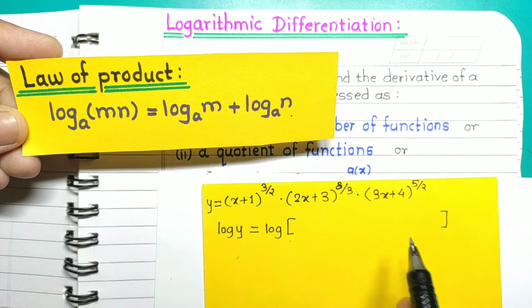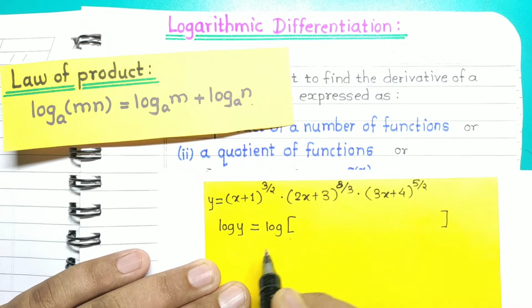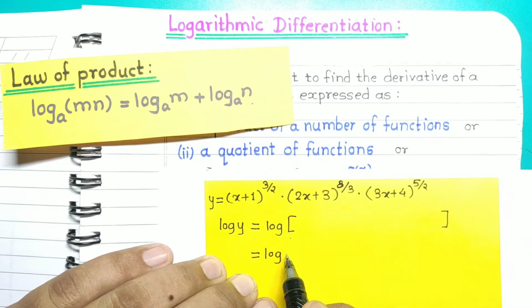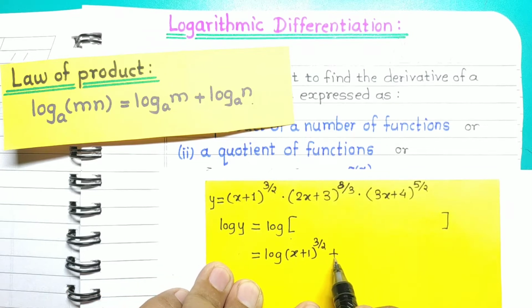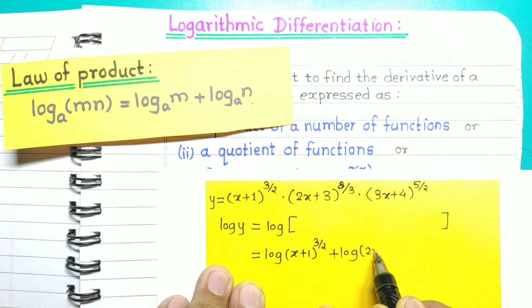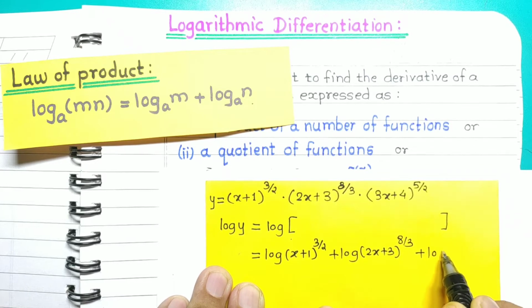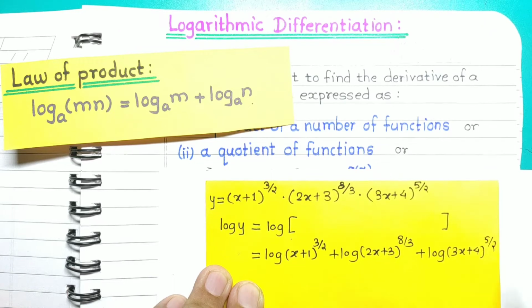Are you getting it? So here, using this law, we can separate these product terms as log of the first term, (x plus 1) raised to 3 by 2, plus log of (2x plus 3) raised to 8 by 3, plus log of (3x plus 4) raised to 5 by 2.